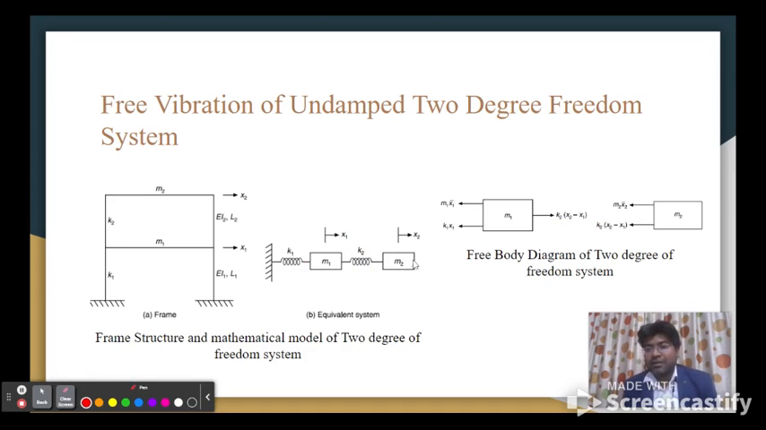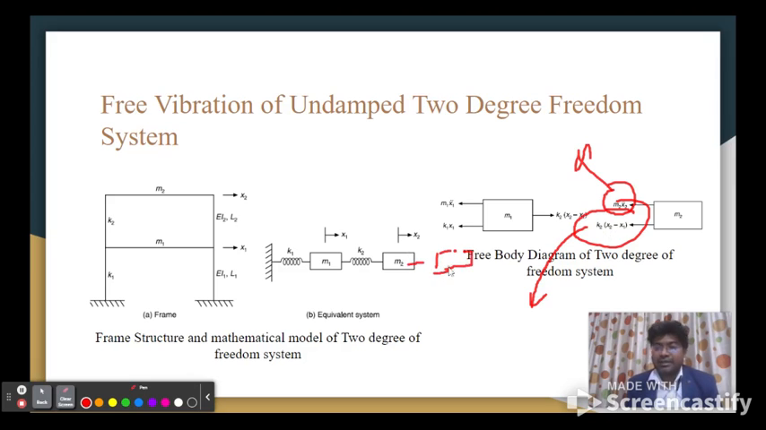Now for the second story, again this is due to the inertial force, and this is due to the spring stiffness force. Here it will be k2 into x2 minus x1. Now this body is moving in this direction, and this spring is making this body come back to its equilibrium position, so the direction will be in this direction only.